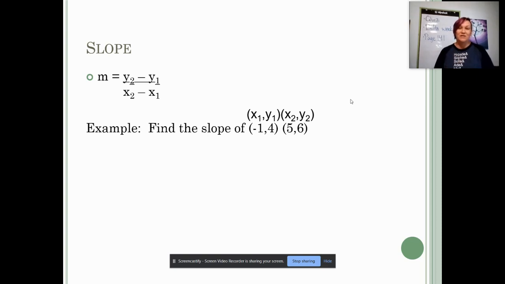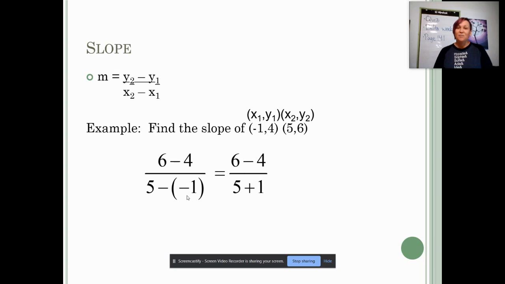Let's plug these numbers in. So y2 minus y1 will be 6 minus 4 on top. And x2 minus x1 will be 5 minus a -1 on the bottom. Notice that I have a subtraction sign and I have the negative sign from the 1. You do need to write both of those. When you're subtracting a negative, you can change it into adding a positive.